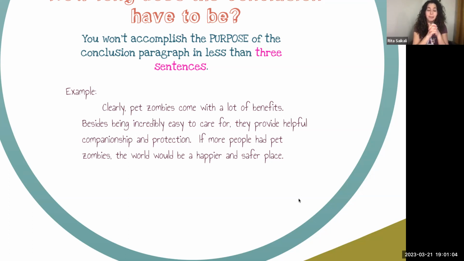This is our example. Clearly, pet zombies come with a lot of benefits, besides being incredibly easy to care for. They provide helpful companionship and protection. If more people had pet zombies, the world would be a happier and safer place. Again, you cannot do this in less than 3 sentences because you have 3 elements to focus on. You have to first restate the thesis. You have to restate the main point of each body paragraph, and then you have to have a conclusion or an ending statement, a finishing thought, in which case they have to be at least 3 sentences.